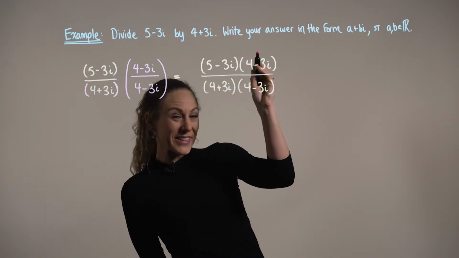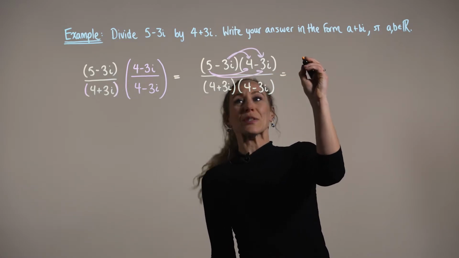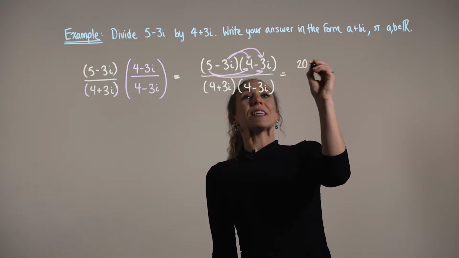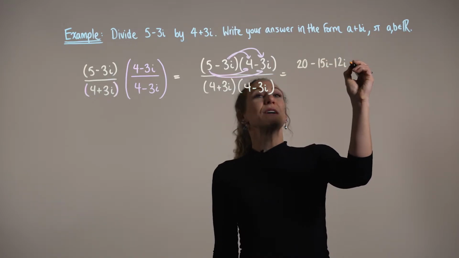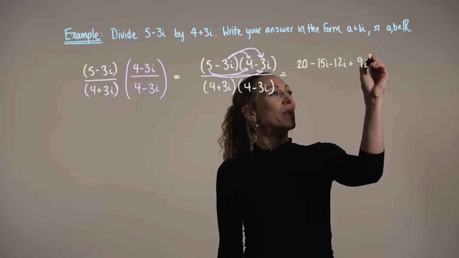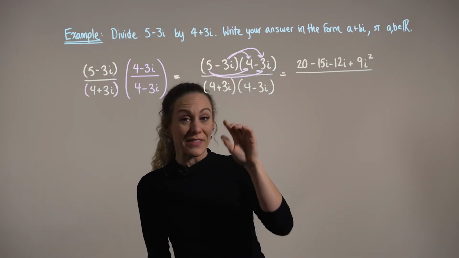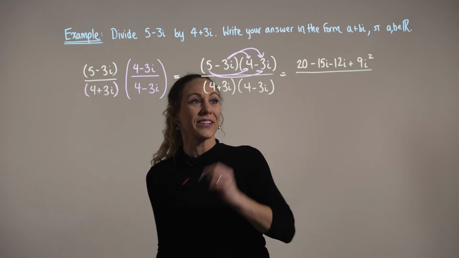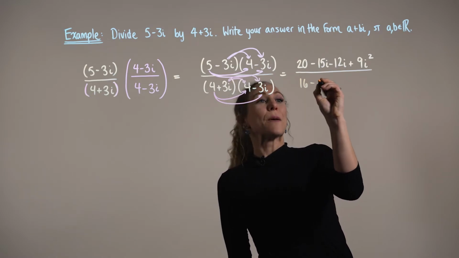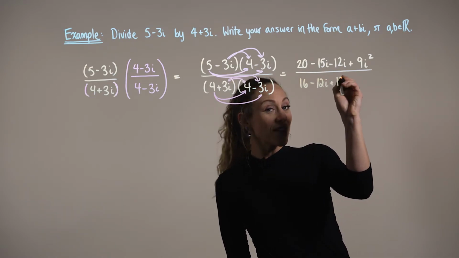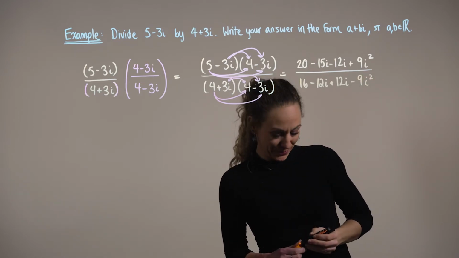So doing the FOIL method in our numerator, this leaves us with the expression 20 minus 15i minus 12i plus 9i squared. And very similarly, we need to apply the FOIL method to the binomial product in the denominator. So here this is going to leave us with 16 minus 12i plus 12i minus 9i squared.